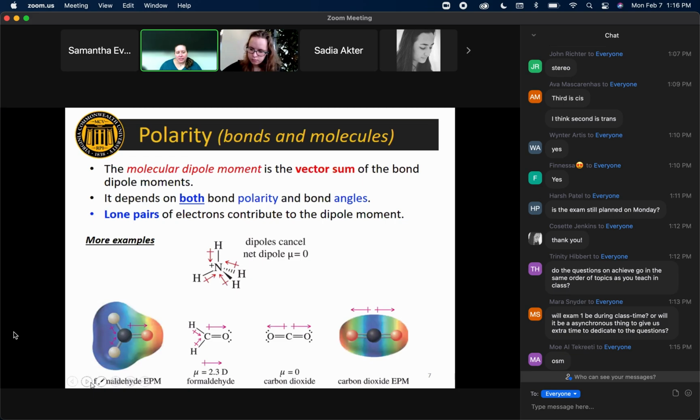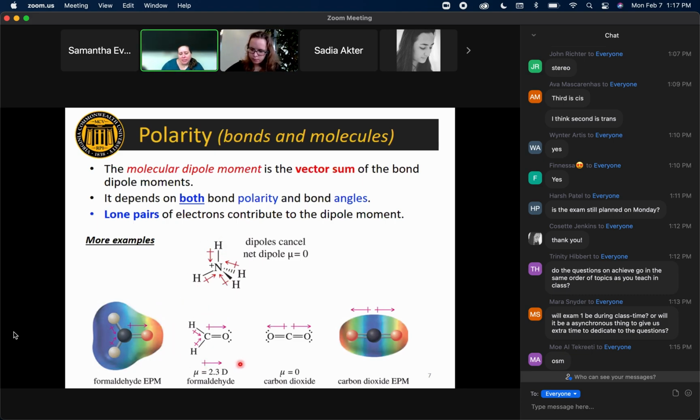So here are some of the examples that I showed you guys on Friday. And you can see that just because you have polar bonds in a molecule doesn't mean that the molecule must be polar. So in the case of ammonium, which is protonated ammonia, you have a tetrahedral configuration. That nitrogen in the middle is sp3 hybridized, and the dipole of each bond ends up canceling each other out, and you have a net overall molecular dipole of 0. So that's the example of ammonium.